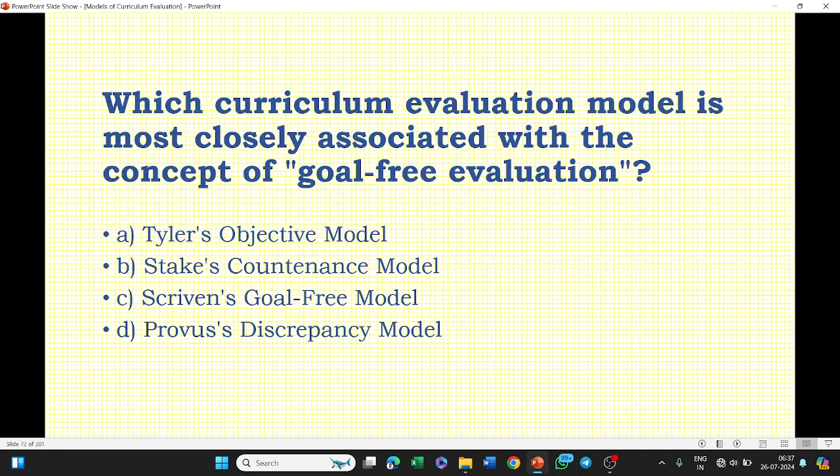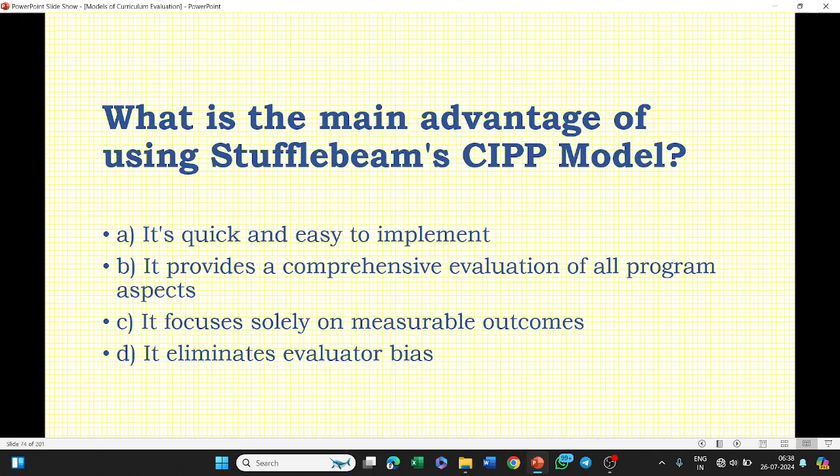Next, which curriculum evaluation model is most closely associated with the concept of goal-free evaluation? Options: Taylor's objective model, Stake's countenance model, Scriven's goal-free model, Provus's discrepancy model. Answer of this question is option C, that is Scriven's goal-free model.